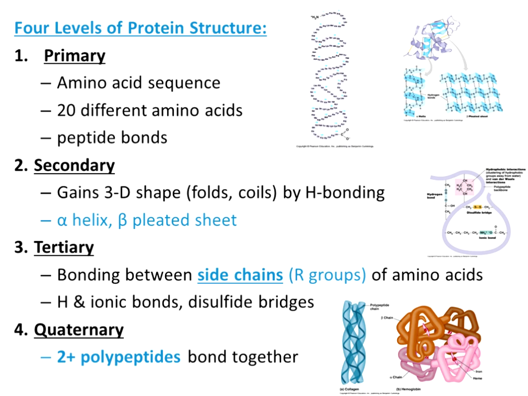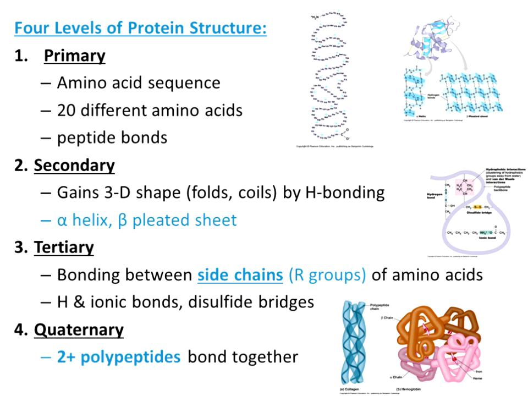Now when we talk about proteins, proteins have so many different functions in the body, so we have to talk about their structure, because the structure is what determines the function of the protein. So proteins have 4 different levels of structure. The primary level is just the amino acid sequence.